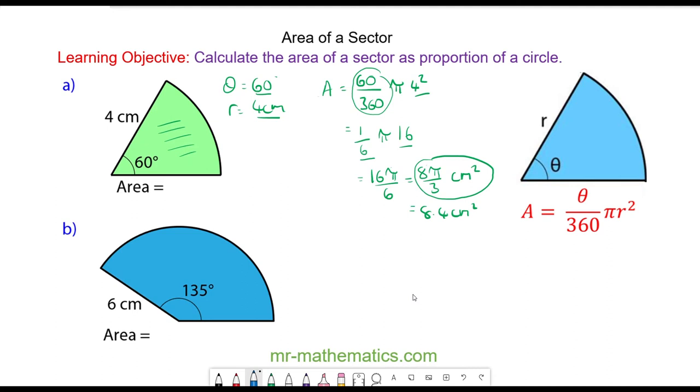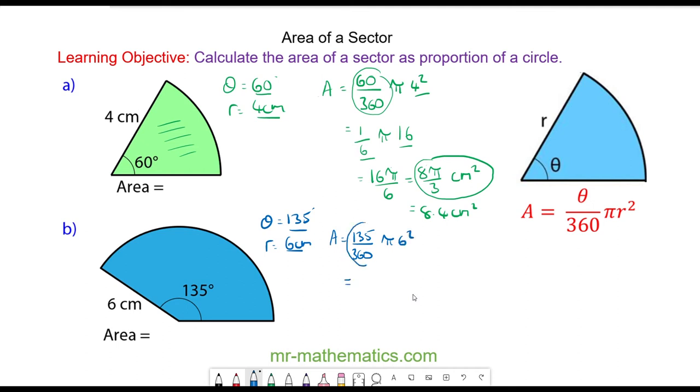Okay, let's work out the area of the blue sector. So here theta is equal to 135 degrees. The radius is equal to 6 centimeters, and we can substitute these two values into the formula. The area is equal to theta, which is 135, over 360, multiplied by pi, times the radius, which is 6 squared.